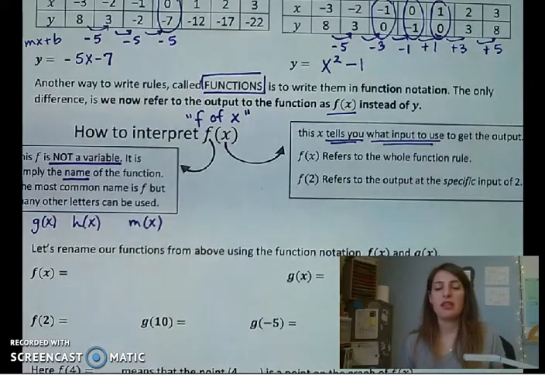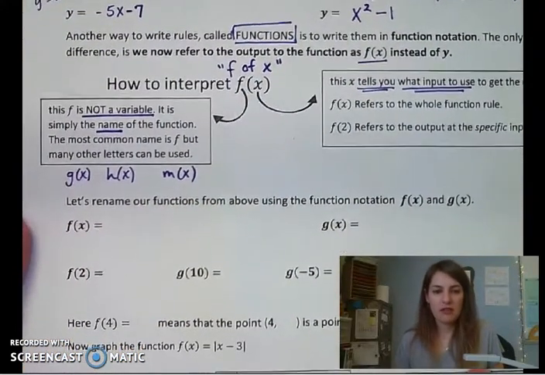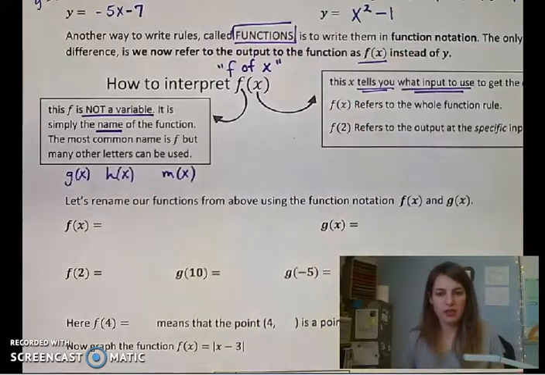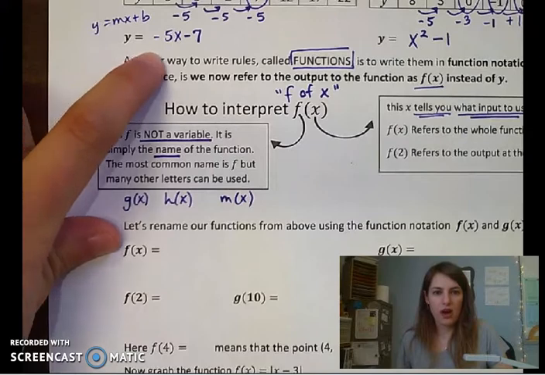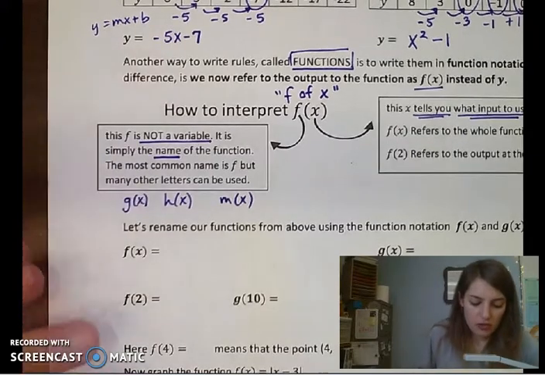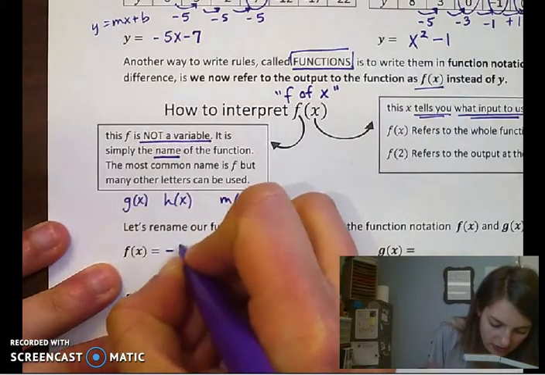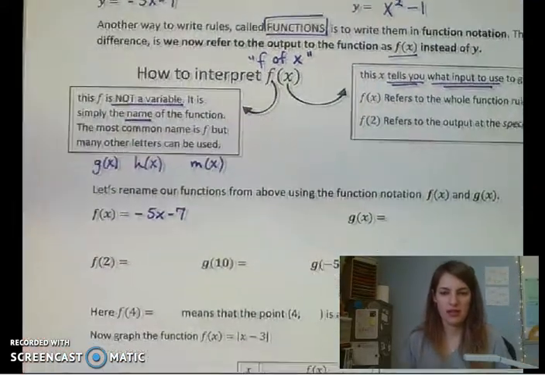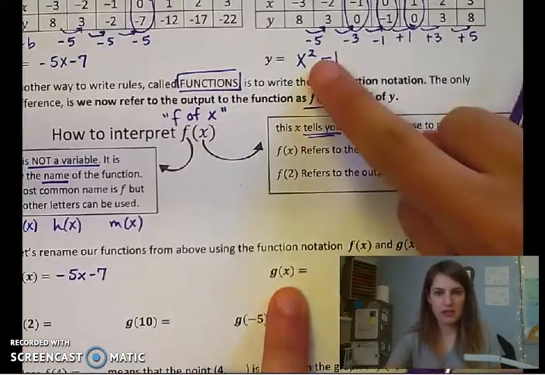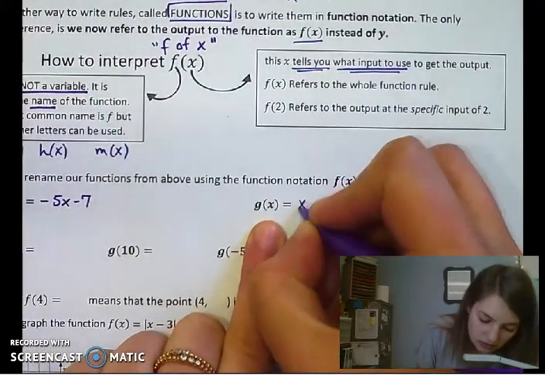And sometimes we're going to be asked for a specific output number, which is what this x is telling us. So let's rename the functions that we just wrote above from our tables. Now the only difference is, instead of y equals negative 5x minus 7, we're going to use f of x equals negative 5x minus 7. And instead of y equals x squared minus 1, g of x equals x squared minus 1.